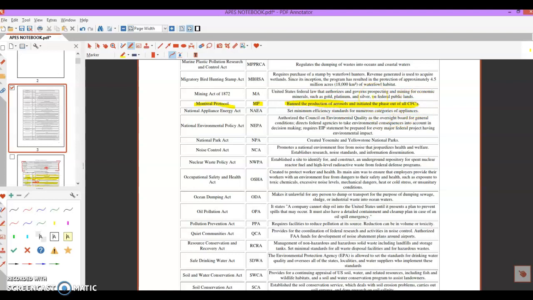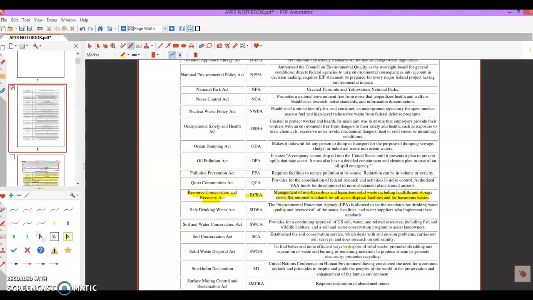All right. Our next one is the Resource Conservation and Recovery Act. So the RCRA. So this has to do with hazardous waste that gets dumped in landfills and storage tanks. So this attempts to have minimal safety standards, and the disposal of the waste has to be done in a very safe way. Okay.